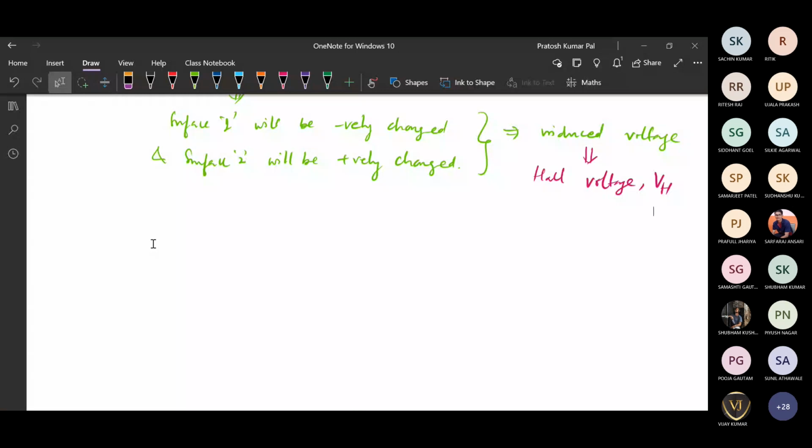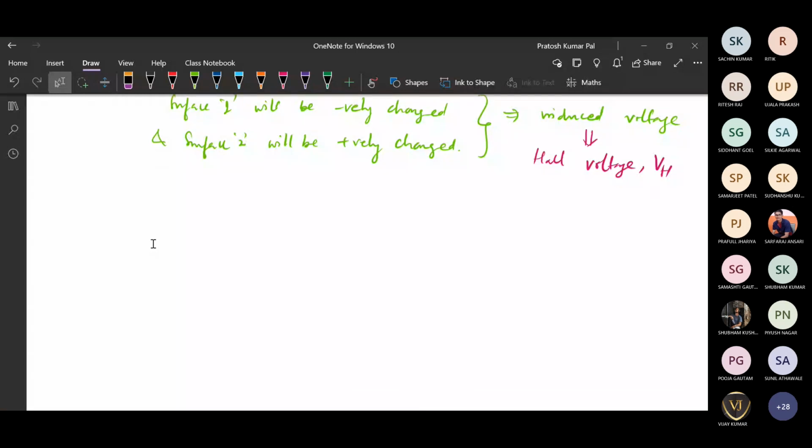Okay, so this is how experimentally we are able to find out the Hall voltage, and this Hall voltage magnitude, whether it is positive or negative, is going to define whether the semiconductor or the metal is n type or p type. Okay, if it is metal, in that case Hall voltage will be negative.